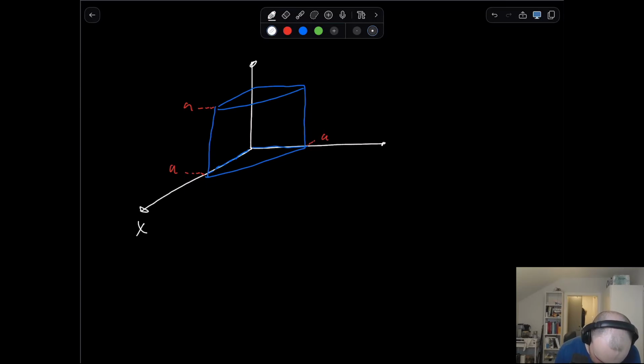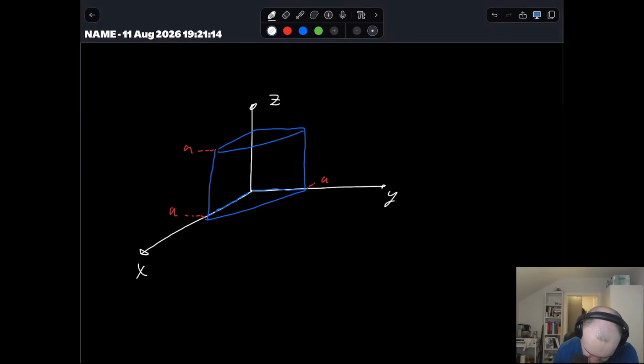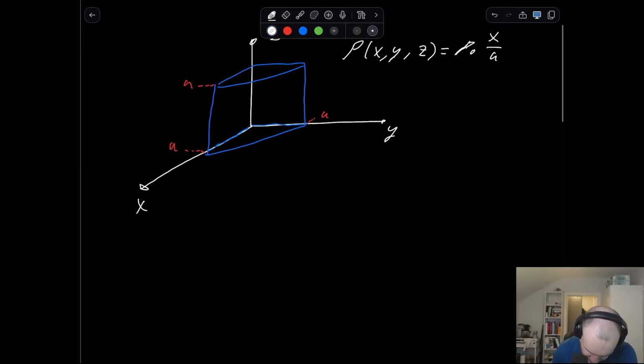Now, since we have x, y, and z, we can now start labeling this integral. So what I want to do is determine the mass of this object here, right? And I have to do, of course, an integration. So it's a triple integral because this is a volume. And we're given in that example that rho of x, y, and z was equal to rho 0, just a constant, and x divided by a, like that.